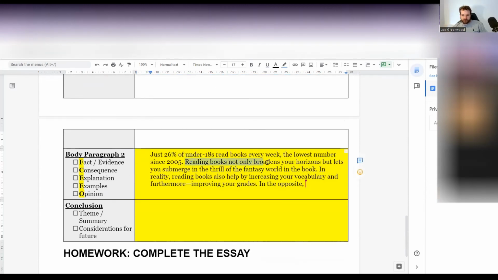Reading books not only broadens your horizons, but lets you submerge in the thrill of the fantasy world. Wow, great. Who are you, Darkfire? I don't even know who you are. Who is Darkfire, the secret genius?